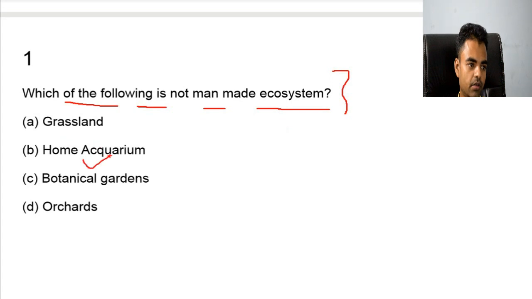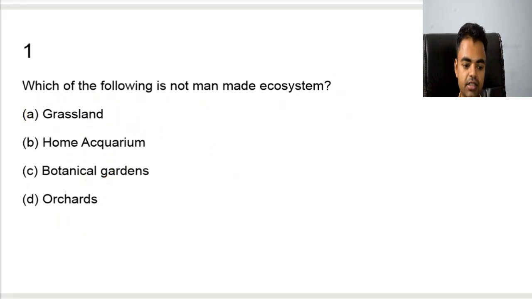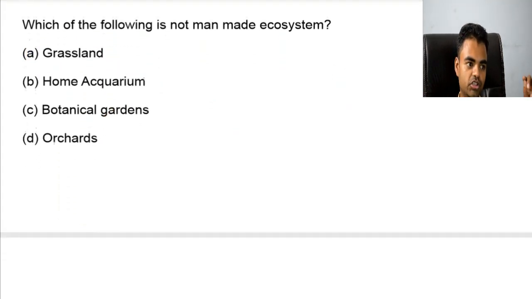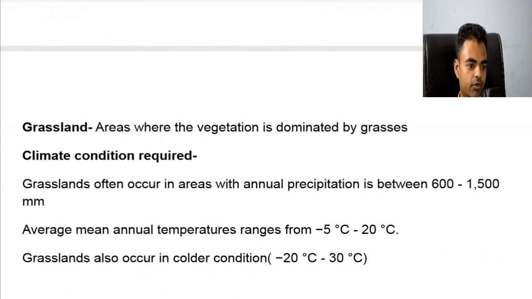So look at the options. Home aquarium: we create such an ecosystem, right? Next, botanical gardens, we also create. And the next one is orchards, we also create this one. That means there is only one thing remaining, that is what? Grassland. This is not man-made, this is a natural one. Got it? So the answer for this question is A.